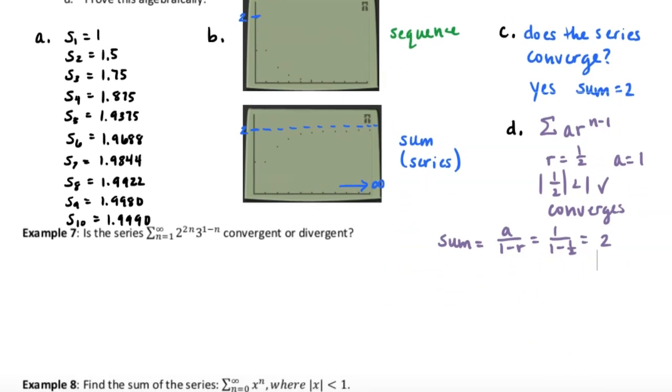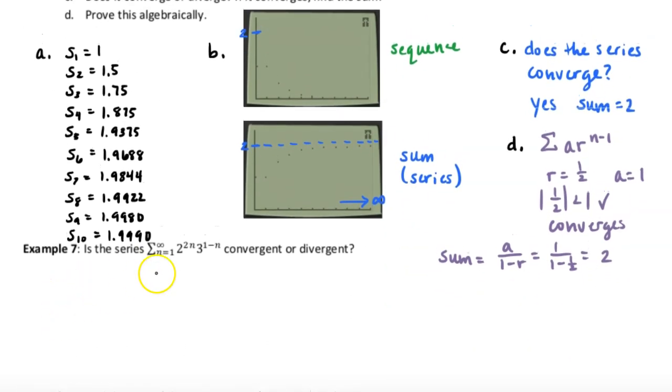Now let's look at example 7. In example 7, it's not as easy to see if this sum converges or diverges. This goes from n equals 1 to infinity. But now I have 2 to the power of 2n times 3 to the power of 1 minus n. And so my goal is to rewrite this as the sum from n equals 1 to infinity of a r to the power of n minus 1. So I want to just rewrite this, not actually change anything. So this is where a lot of this algebra is going to come into play.